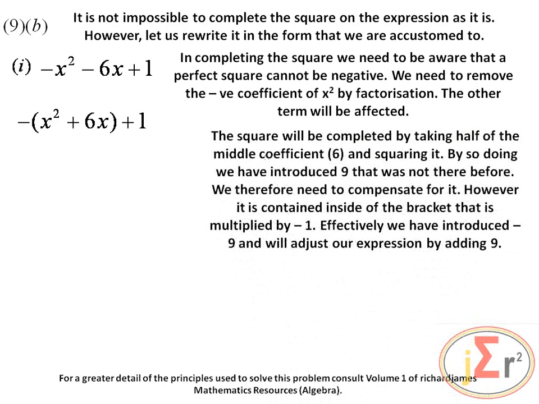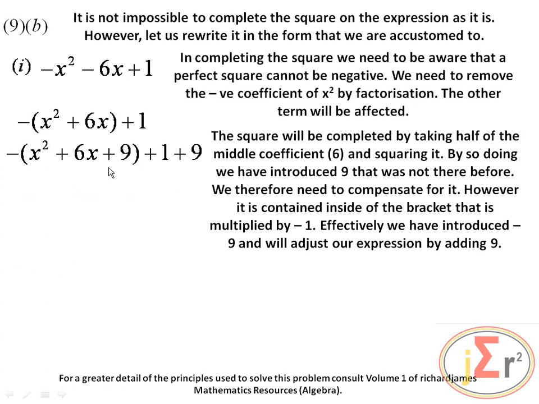The square will be completed by taking half of the middle coefficient, and the middle coefficient is 6. Taking half of 6 and squaring it, by so doing, we have introduced 9 that was not there before. Let's put that up there. We have introduced the 9 that was not there before. We therefore need to compensate for it.